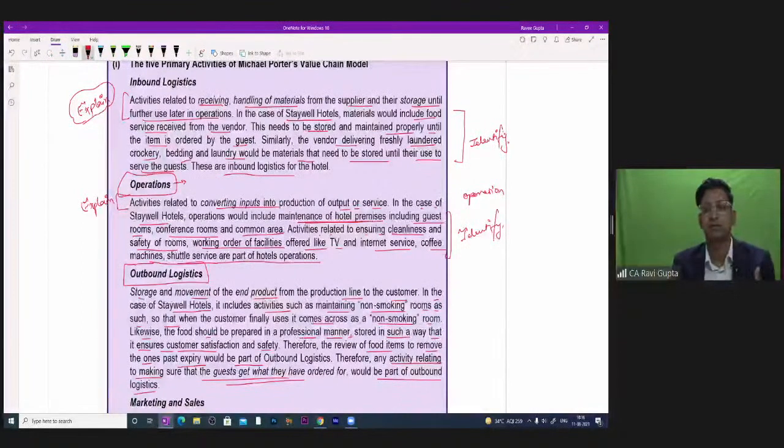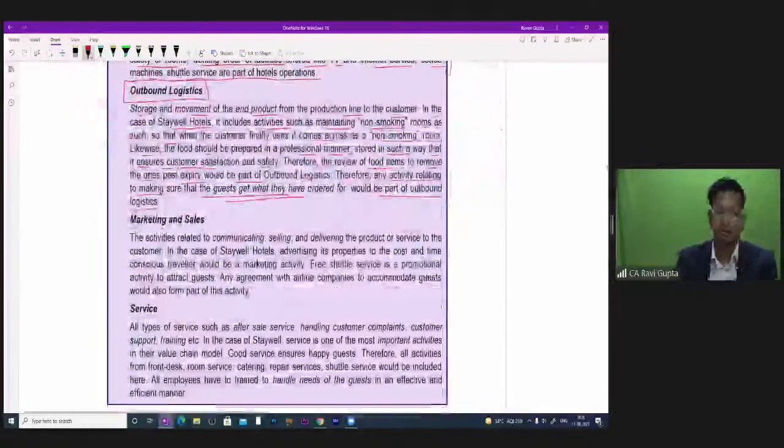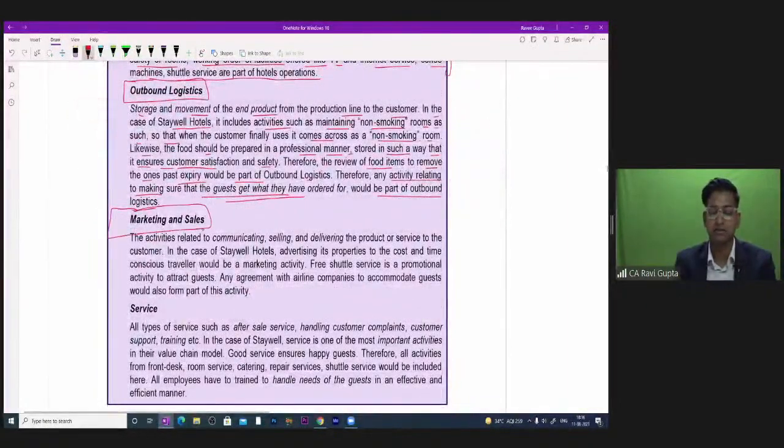So generally, what does outbound logistics mean? Outbound logistics means how we are delivering the outputs to the customer end, that is, from the warehouse to the customer end. So the output here is the services. How we are delivering the services to the customer will become outbound logistics. Then we have marketing and sales. It's all about communicating, selling, determining the selling price, and delivering the products or services to the customer.